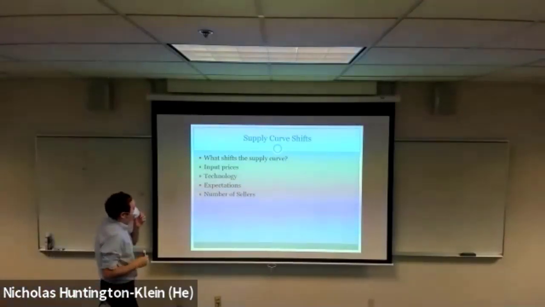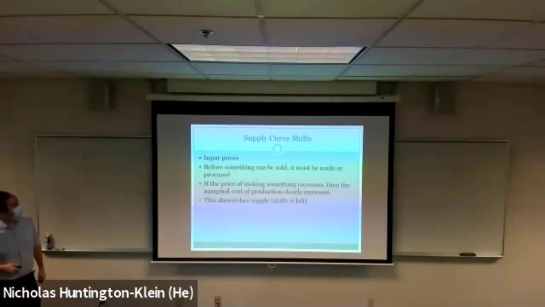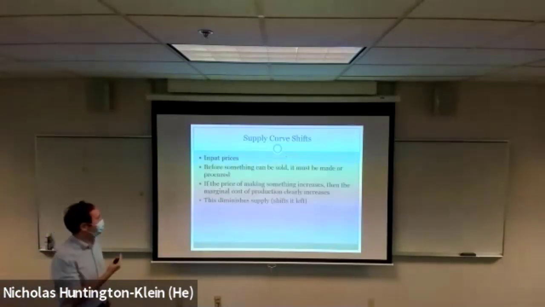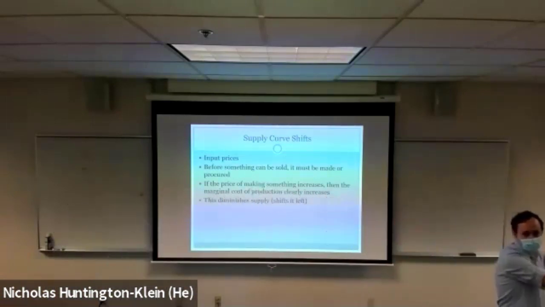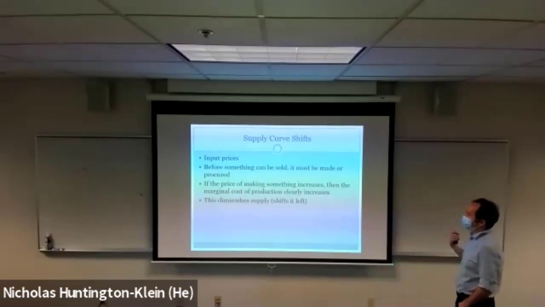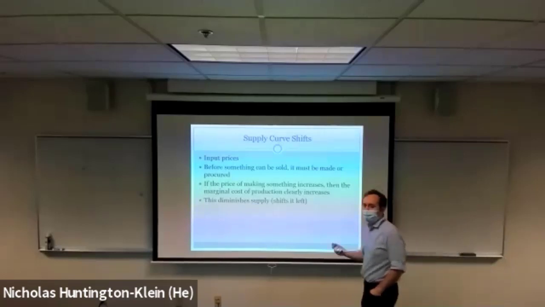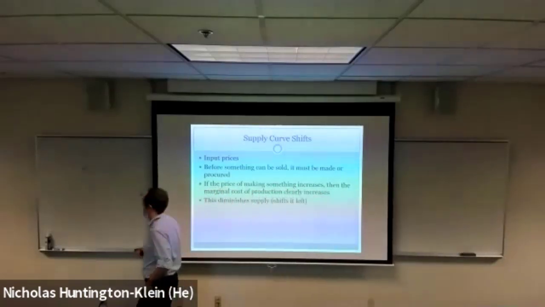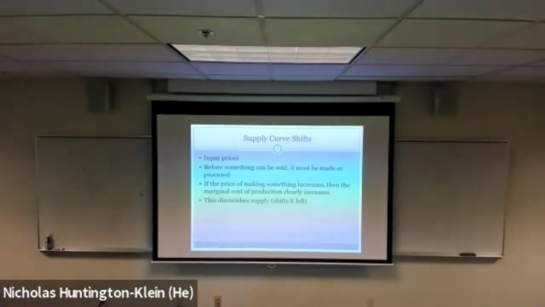So we can think of a couple different ways in which this is going to play out. One of them is, I mean, these are pretty obvious, input prices. If you've got to take some inputs, turn them into outputs that you can sell, if those inputs get cheaper, well, then your costs just went down, right? So if the cost of making something increases, then the marginal cost of production is going to increase, which is going to diminish supply. You're going to need to get paid more to produce the same amount as before. Increase in production costs is going to reduce supply.